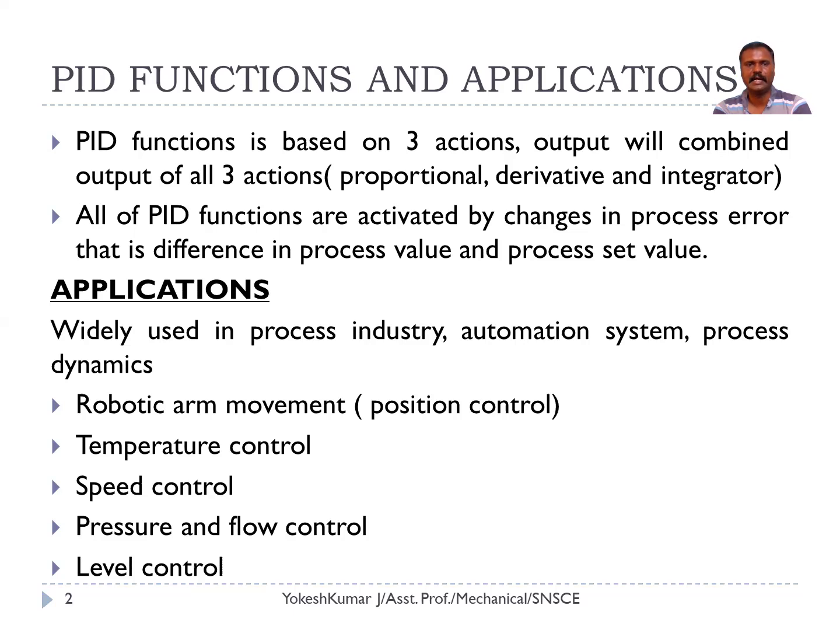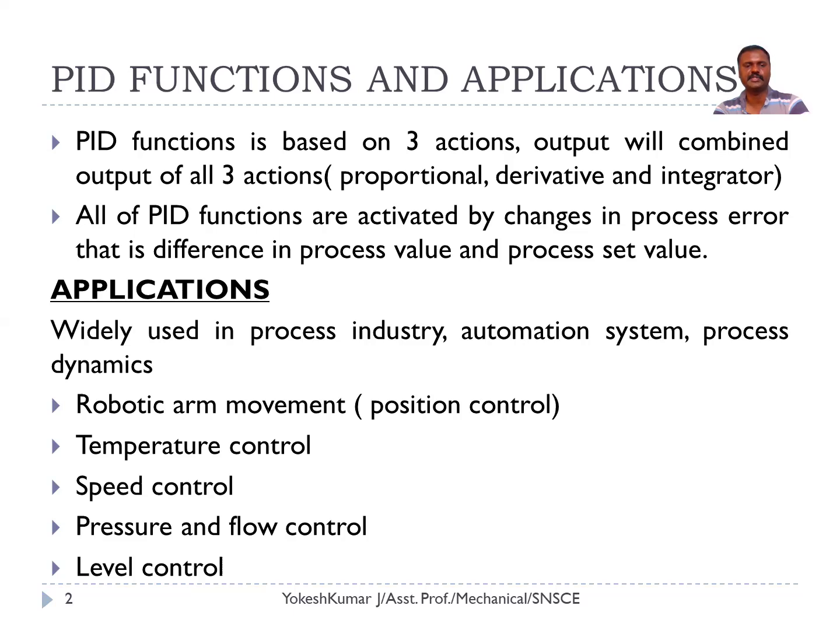And these PID functions have a wide variety of applications, such as in any process industry, automation systems, or process dynamics. Here I have listed a few typical applications of control functions. It can be used in robotic arm movement. The position control of a robotic arm can be decided depending upon the PID function. When you program by the walkthrough method, the teach pendant method, or programming codes, this function is used in the system to decide and predict the arm movement in the robotic system.